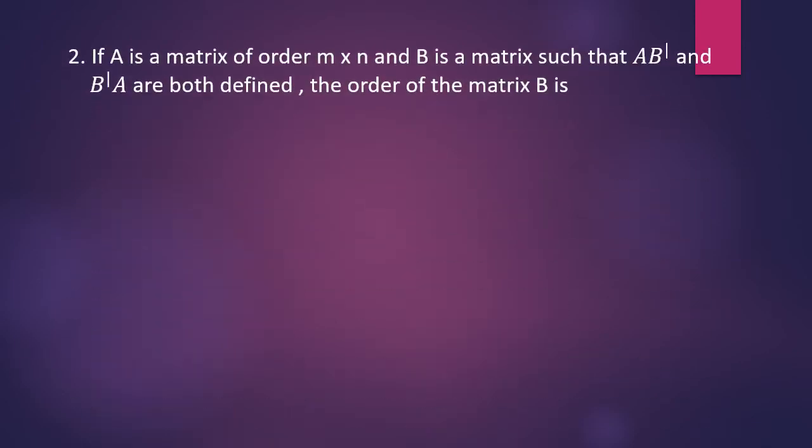The second problem is similar to the first one here. If A is a matrix of order m by n and B is a matrix such that AB dash and B dash A are both defined, the order of the matrix B is... So B dash is nothing but the transpose of a matrix B. So the products AB dash and B dash A both are defined. So these will be the options here.